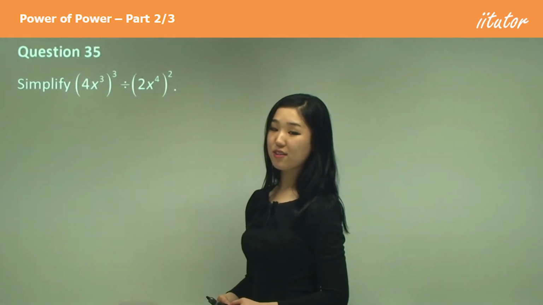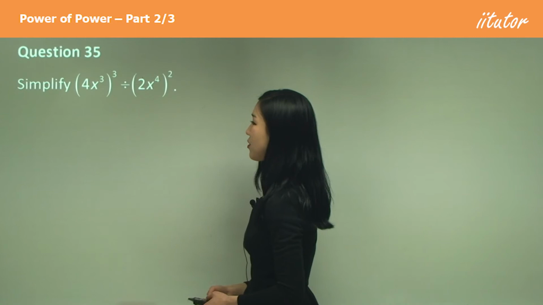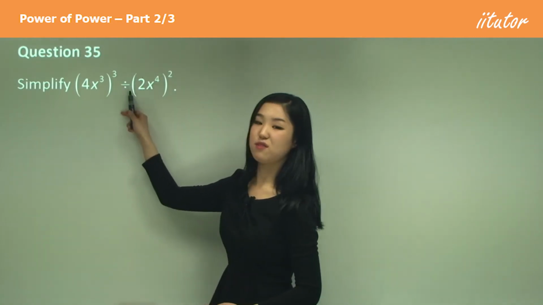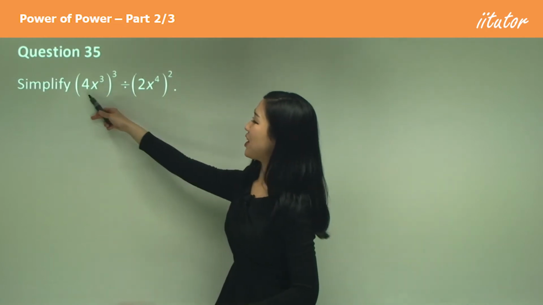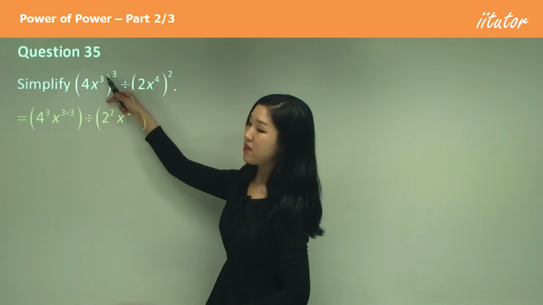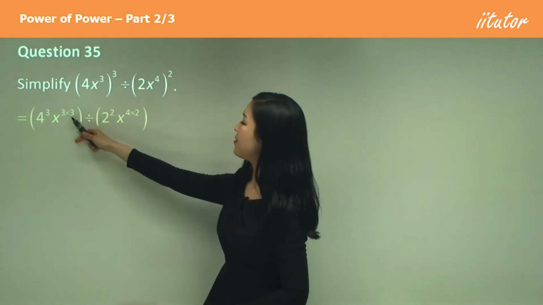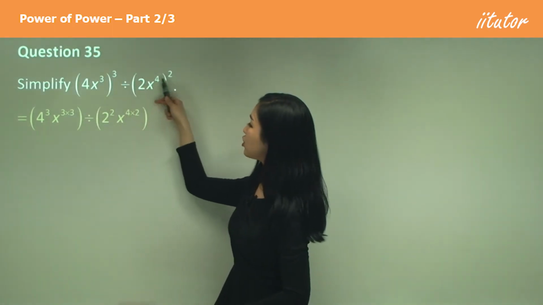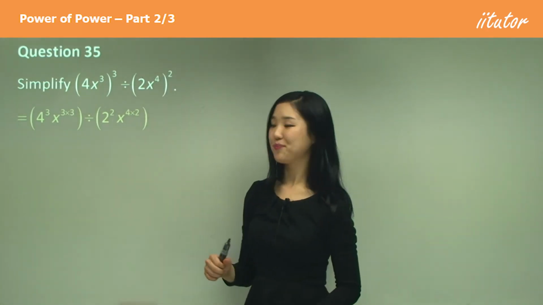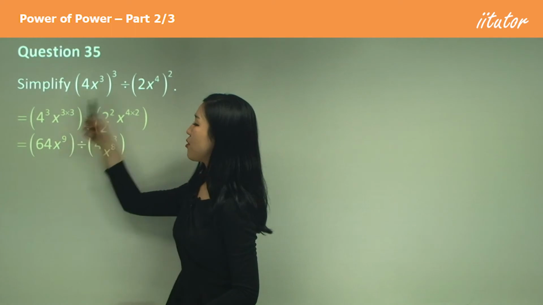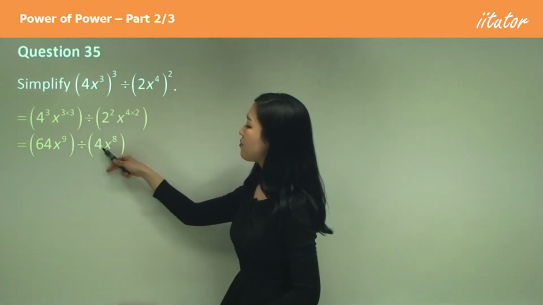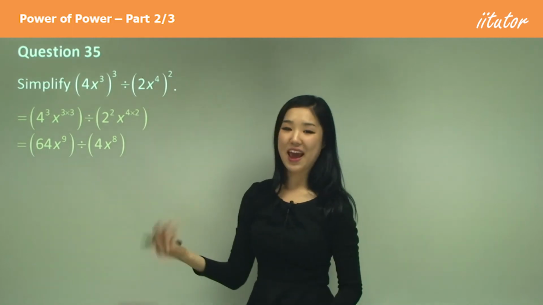Very similar, let's do it the same way as we did with the previous question. Do it individually, but this time, remember, it's divide, okay? So we're going to do 4 cubed times x to the power of 3 times 3. We multiply the powers, divide by 2 squared, and we multiply the indices here, 4 times 2. And simplify it. 4 cubed is 64, 3 times 3 is 9. 2 squared is 4, 4 times 2 is 8.